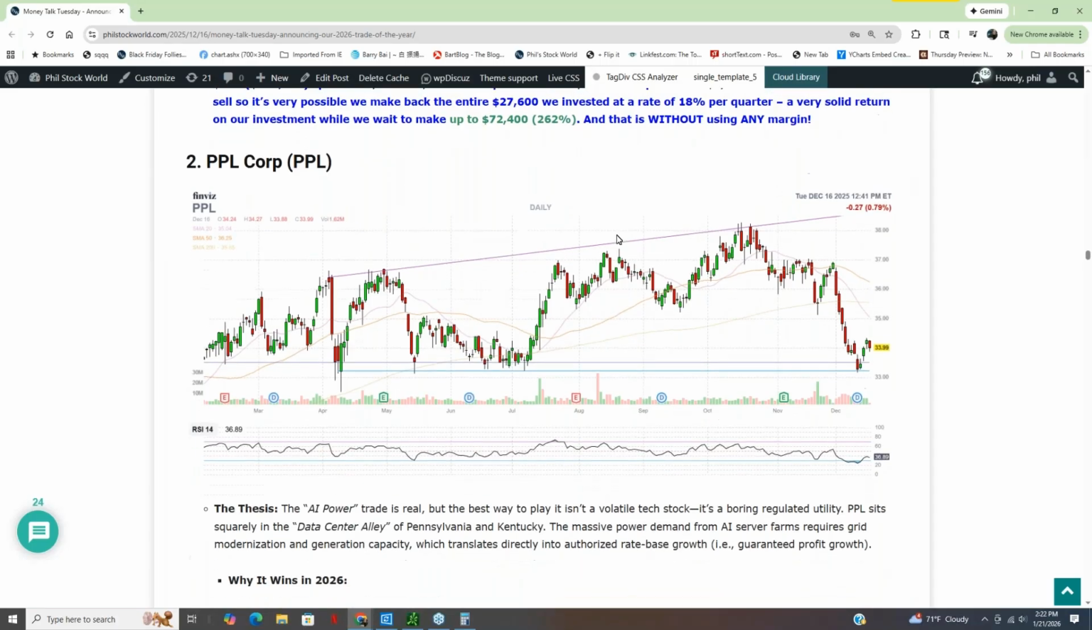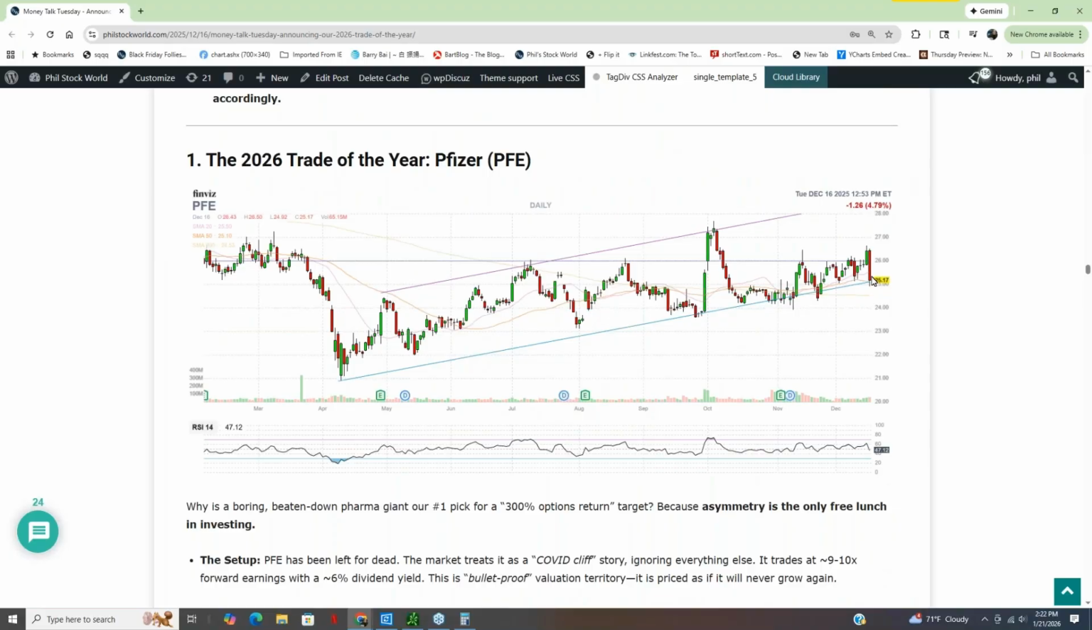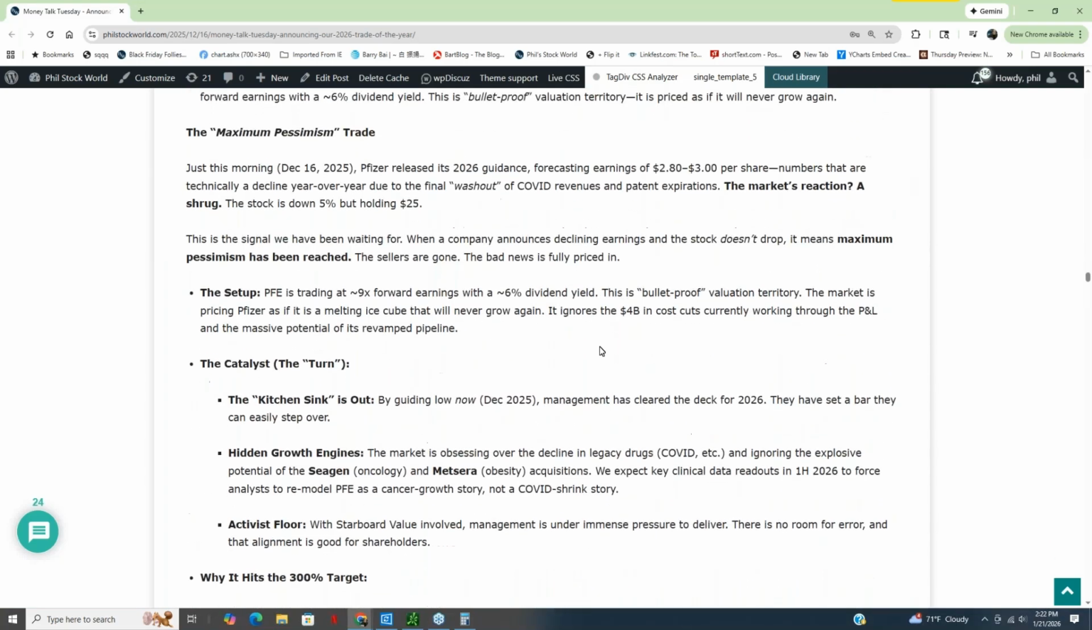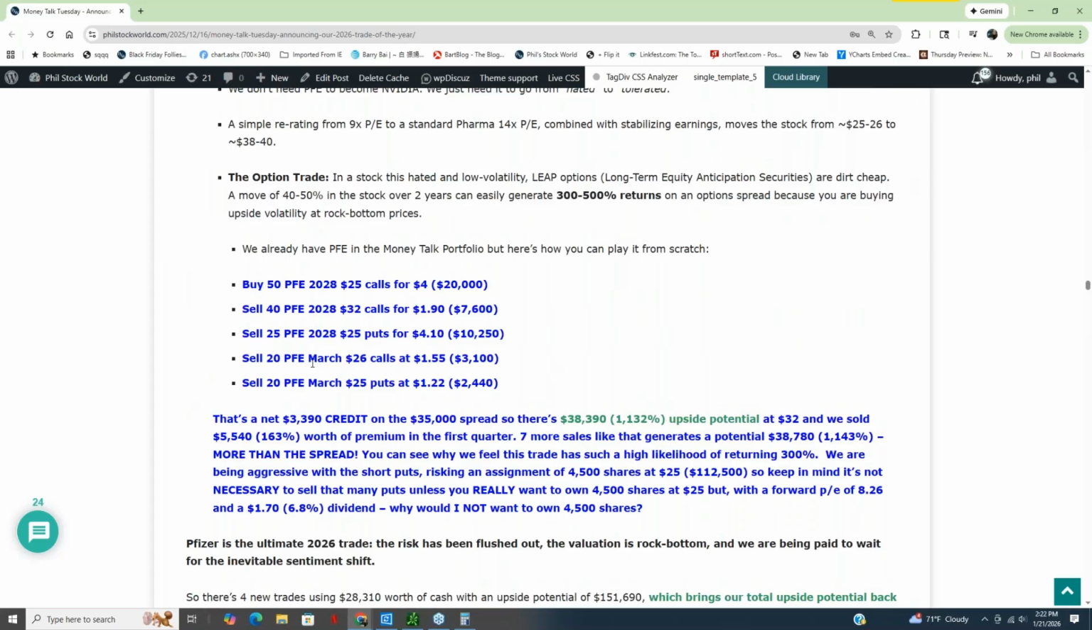PayPal. We had PayPal, and there's a trade, and our trade of the year was Pfizer, and it's still at that price roundabout. And here's the trade. So we know Pfizer didn't really go anywhere yet, but what did we do? We sold the 25, 26 puts and calls for March. So we're fine because we sold $5,000 worth of premium against a $3,000 spread. We sold $5,000 worth of puts and calls. And that's only for the quarter, and we've got 8 quarters to sell.